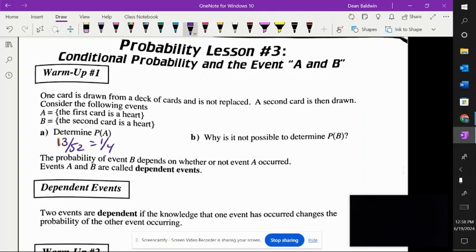Okay. Why can we not determine the probability of B? So the probability of A, we draw a heart. And then we want to know the probability of B, we get a heart again. How many hearts are going to be left in the deck depends on what happens in A. Exactly. If you draw a heart on the first card, that changes the probability of the second one, right? So you have to know what happened first.